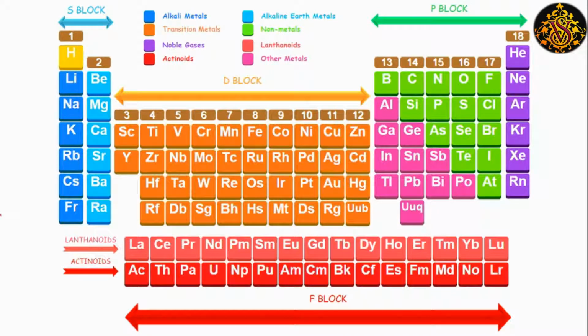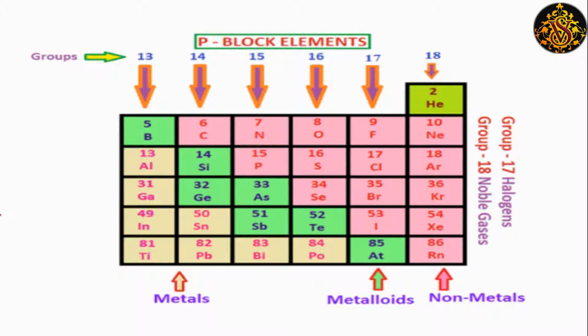Today in this video we are going to learn how to remember P block elements easily by using some phrases, that is, by using some hints. In the periodic table we have 4 blocks, that is S, P, D and F. In this, the P block is on the right side of the table and I will tell you how to remember these P block elements. These are the P block elements, and we have the 13th, 14th, 15th, 16th, 17th and 18th groups.